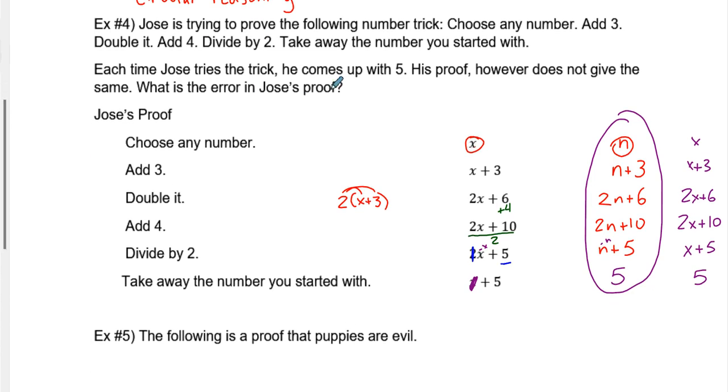So, what is the error in Jose's proof? You didn't properly divide by 2. You only divided the 10 by 2. You have to make sure you divide everything by 2.